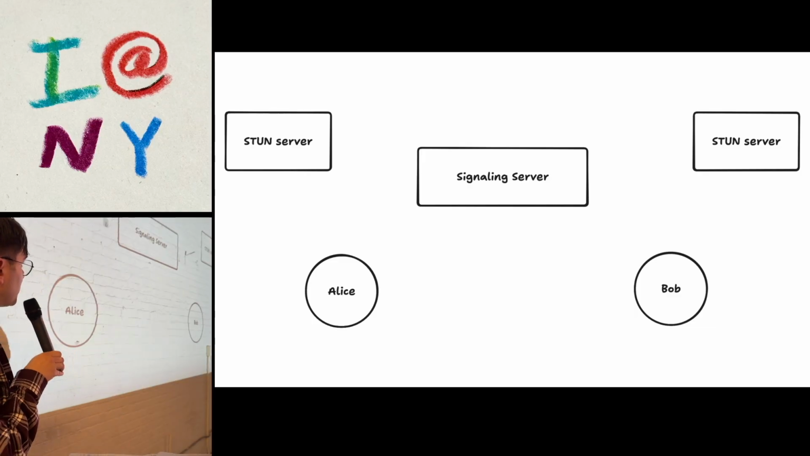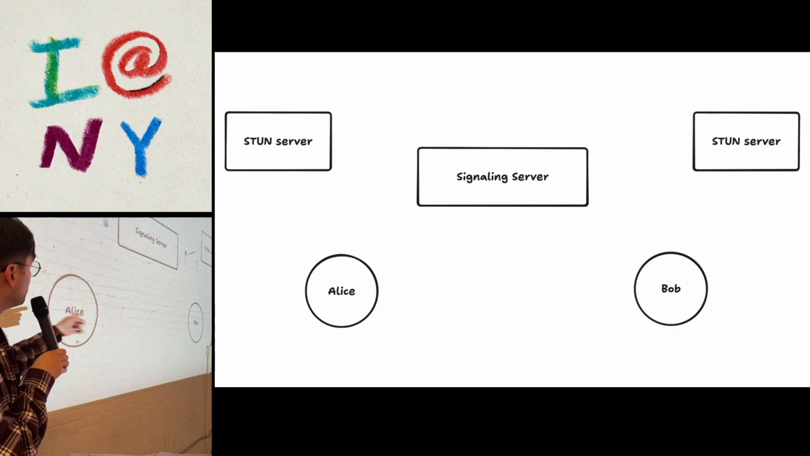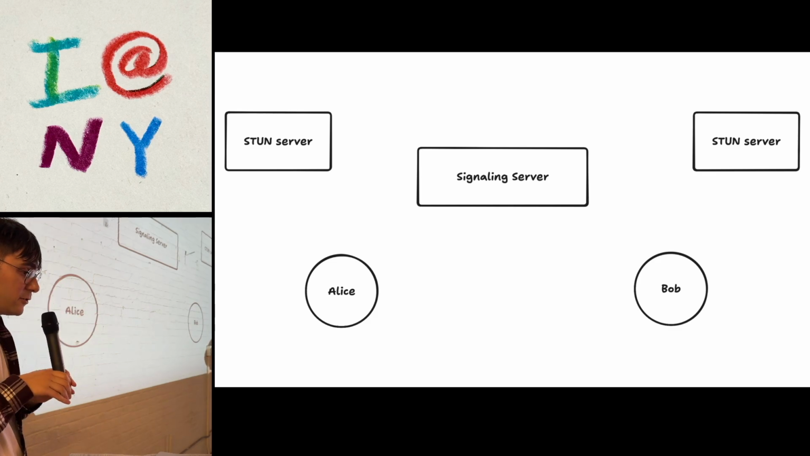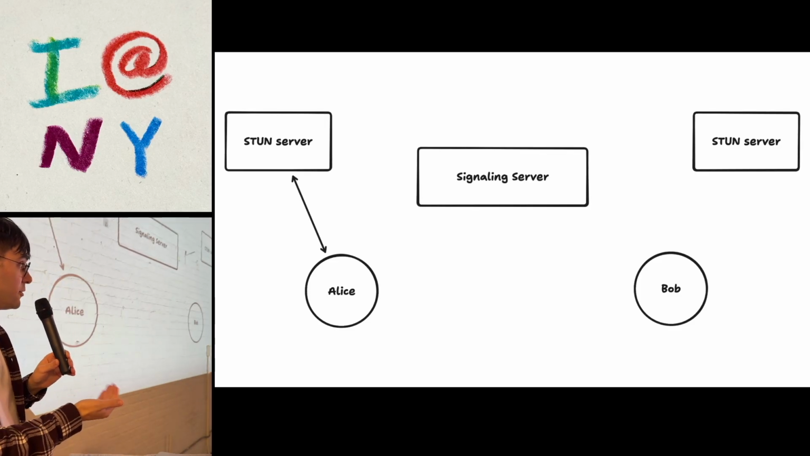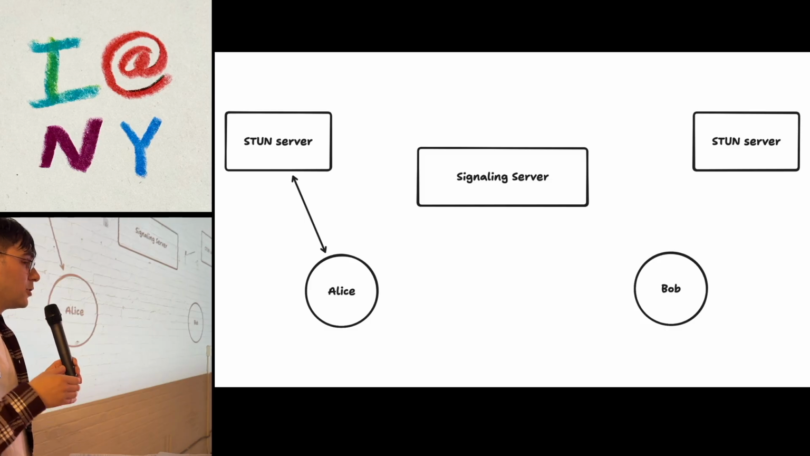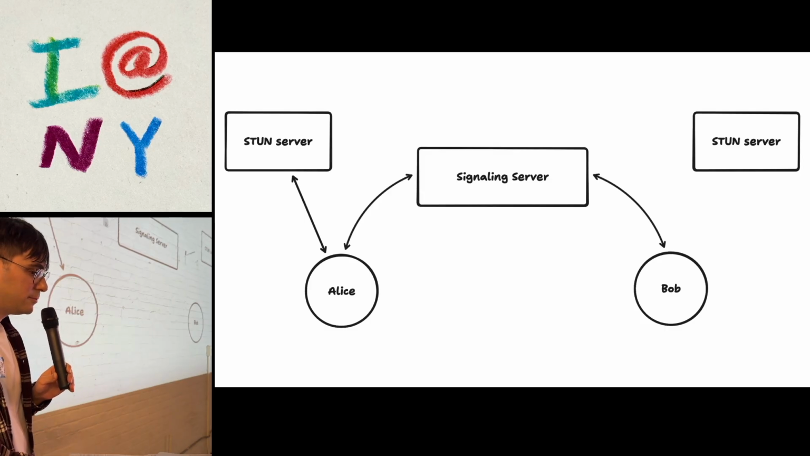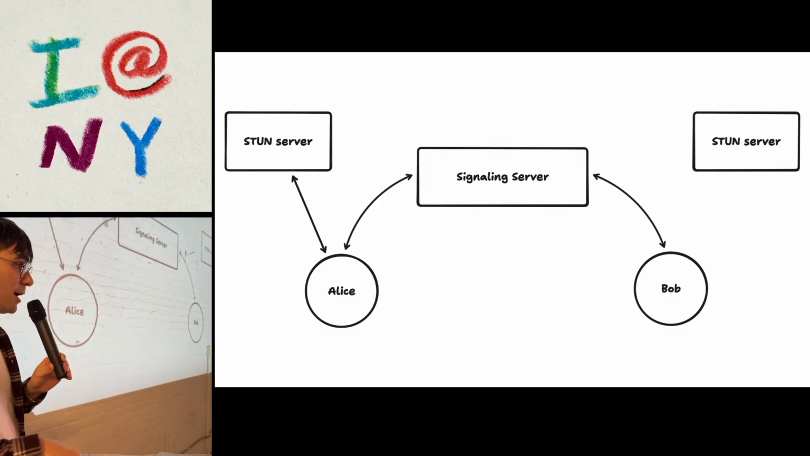So this is sort of the high level overview of the infrastructure. We have our two people, we have the signaling server, and we have the STUN server. So to start the connection, first Alice will start STUNning. She'll send the packets to the server. We'll come back with her candidates, and then she will send them over to Bob.